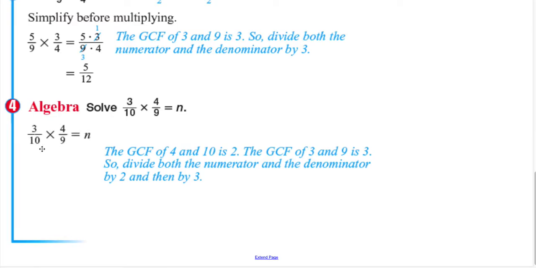we'll have 3/10 times 4 over 9 equals n. Okay, that's what we want to solve. Okay, and again, the GCF of 4 and 10 is 2. Okay, and that's the reason why we divided 4 and 10 by 2. You end up with 4 divided by 2 is 2. 10 divided by 2 is 5. And the GCF of 3 and 9 is 3. 3 divided by 3 is 1. 9 divided by 3 is 3. Then we simplify what's left. 1 times 2 is 2. And 5 times 3 equals 15. So the product of 3/10 times 4 over 9 is 2 over 15.